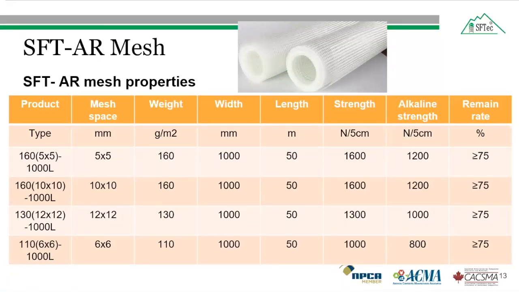The strength up to failure in radial and longitudinal directions varies from 1000 to 1600 Newton per 5 centimeter. After exposure to alkaline, their strength varies from 800 to 1200 Newton per 5 centimeters, which is generally more than 75% of the unconditioned alkaline resistance mesh strength. Generally, design codes or testing codes require more than 70%, but it has more than 75% of its remaining strength.